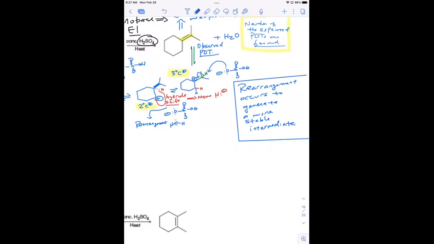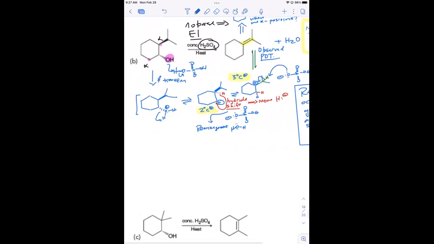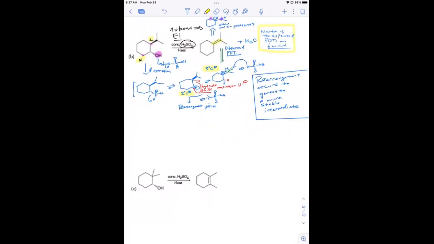That's why you don't see the expected products, because like we said at the beginning, you would expect to see the products from those alpha positions here and here, but you don't. And the reason is because once you get to that secondary carbocation and it's got that branched carbon next to it, that's a perfect opportunity to do a rearrangement to get a more stable carbocation. All right. Any questions about that?